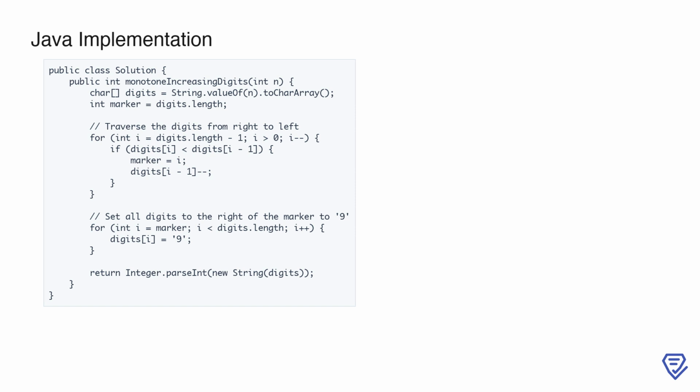The solution uses a character array to manipulate the digits, ensuring monotonicity by traversing the array from right to left. Any digits to the right of the adjusted position are set to 9. Key differences include Java's char handling compared to Python's list of strings, and the explicit conversion between strings and integers.